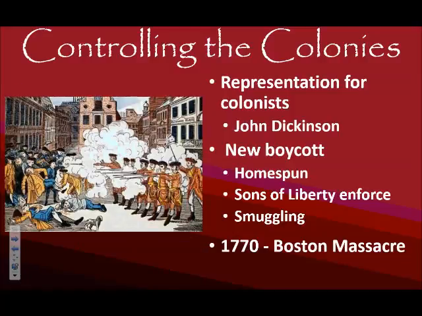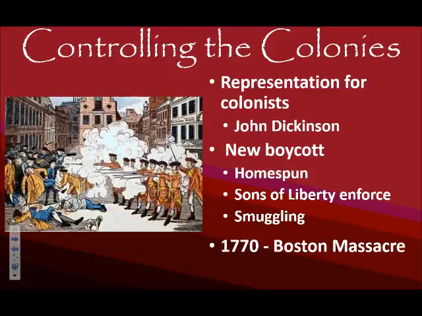And that's the case in March of 1770. Civilians were throwing snowballs at the British soldiers. The soldiers had orders not to fire. And we don't know who, but someone fired, and ultimately 5 people were killed. And it's called the Boston Massacre.